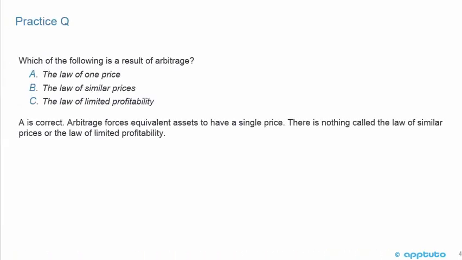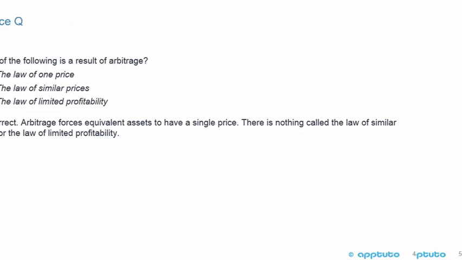Okay, I almost had to laugh when I was reading B, the law of similar prices. That's clearly not right. A is correct. Arbitrage forces equivalent assets to have a single price. There is nothing called the law of similar prices or the law of limited profitability. And again, sometimes there's something in an answer on the CFA exam and you don't know what you don't know, and you don't know it because it's made up. So there is no law of similar prices. There is no law of limited profitability, and that's why I said you always got to go with your gut. You know that the following is a result of arbitrage. It's the law of one price.